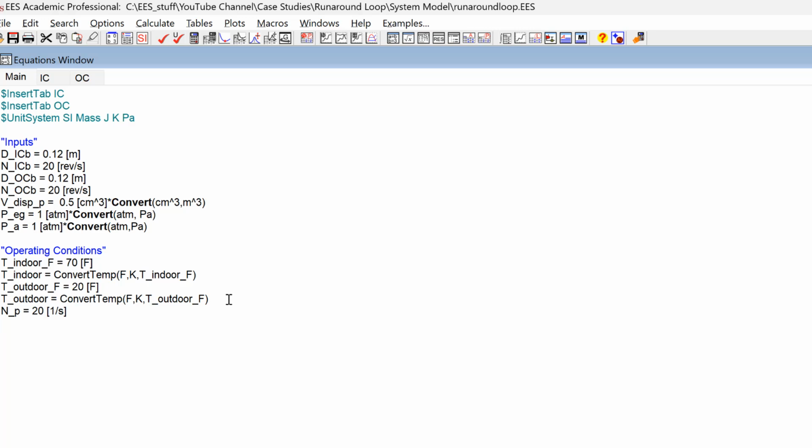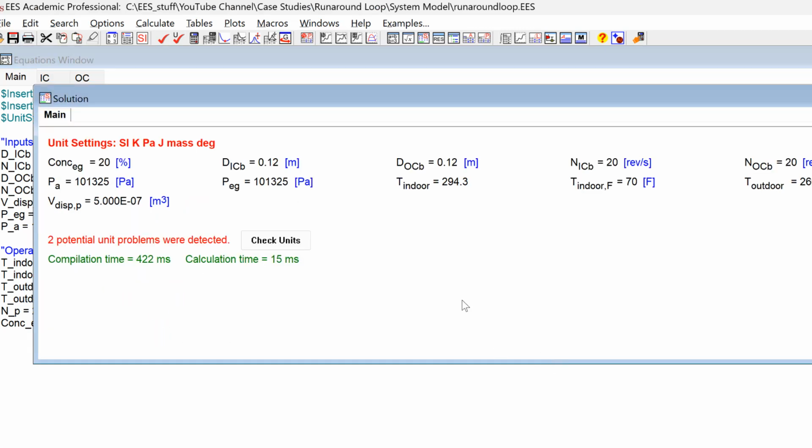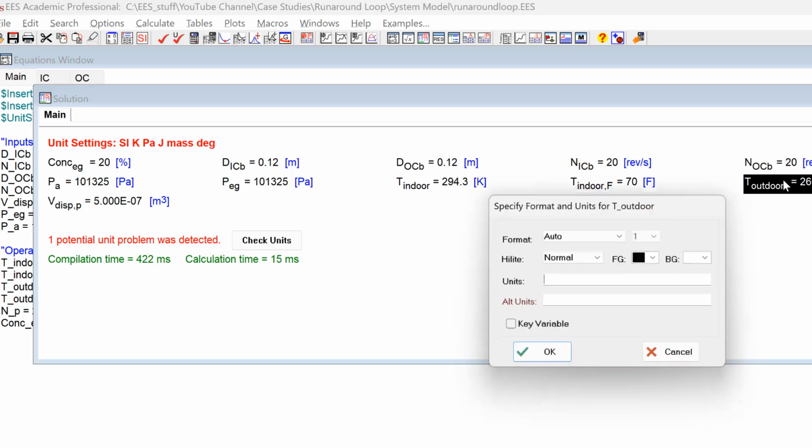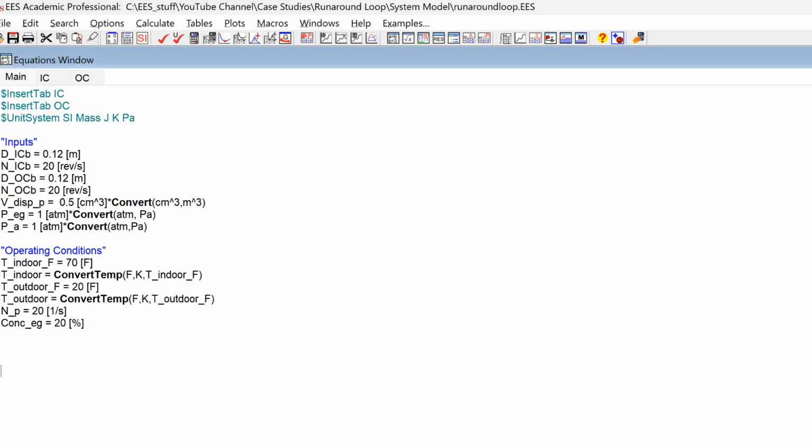And the concentration of the ethylene glycol. For now we'll make it 20%. And we'll save that, run it. There's some unit error. These got to be in Kelvin. Like that. Alright, so those are the easy ones.